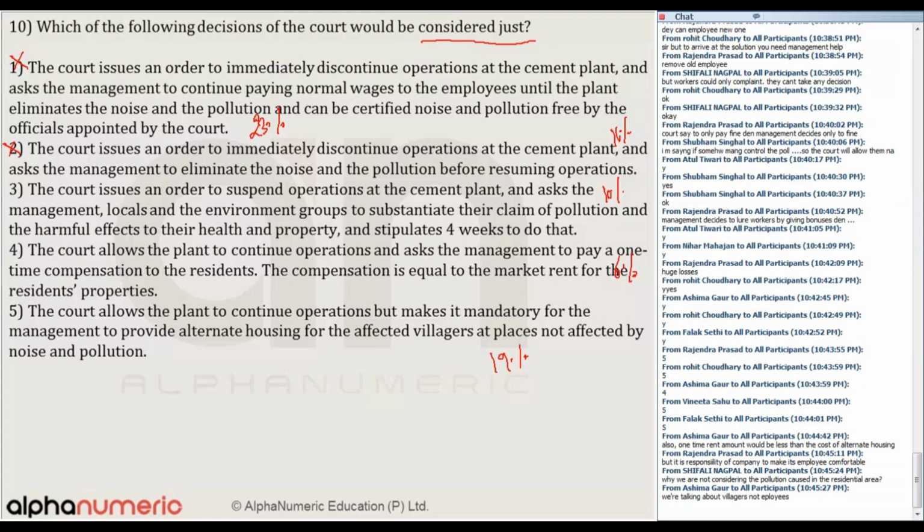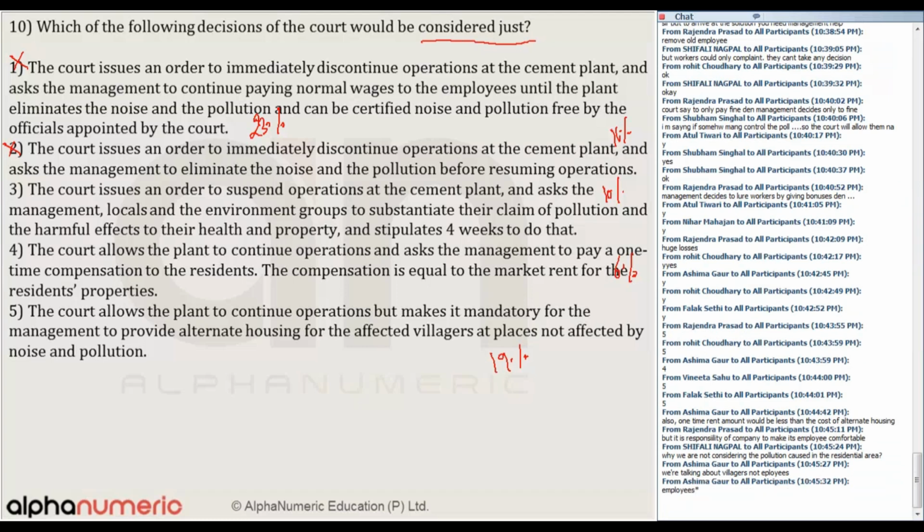We are talking about the villagers, that's right, not about the employees. That's perfectly right, Ashima. Okay, Rajendra, remember one thing. We're talking not about the employees, but the villagers, who are getting affected by all this situation. Shifali is asking, why are we not considering the pollution caused in the residential area? We are talking about that only. That's why we are talking about the villagers. Almost everywhere we are talking about the villagers, the residents only, because we are not talking about the employees. So Rajendra, we are talking about the local residents who are getting affected.